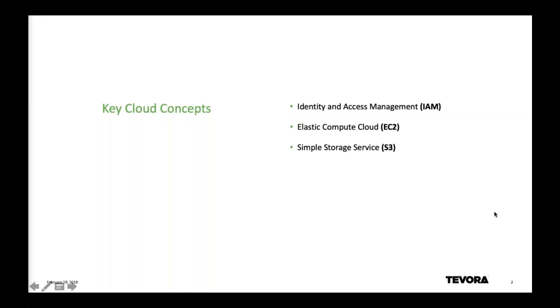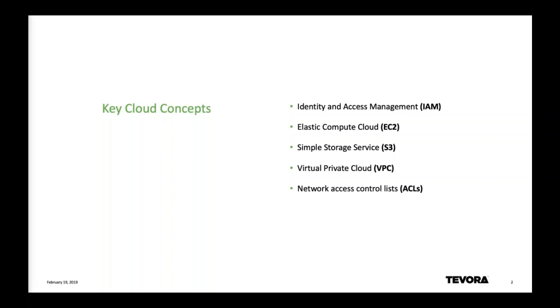Now to the terms. First one is Identity and Access Management, otherwise IAM. The next one is the Elastic Compute Cloud, or your EC2s. These are your virtual machines. The next one is the Simple Storage Service, or S3. This is where you store things. The next one is Virtual Private Cloud, or your VPC. This is what defines your networks and subnets.